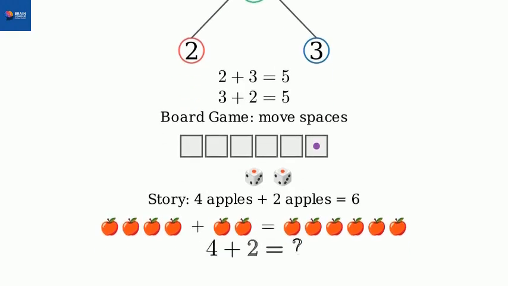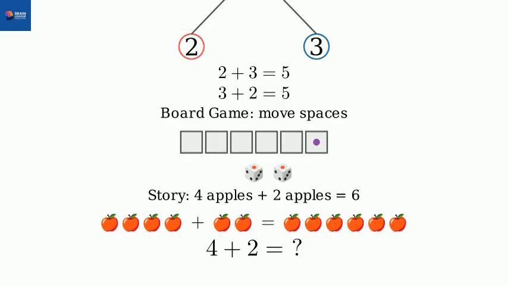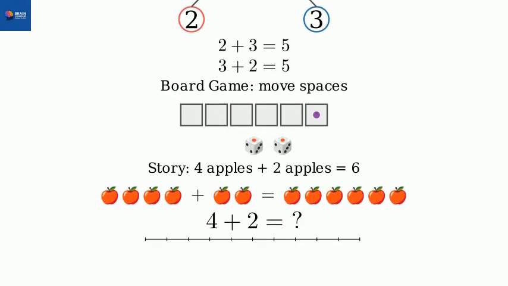Step 7. Symbols. Here is 4 plus 2 equals question mark. Use any strategy you like, dots, fingers, or number line, to find the sum equals 6.